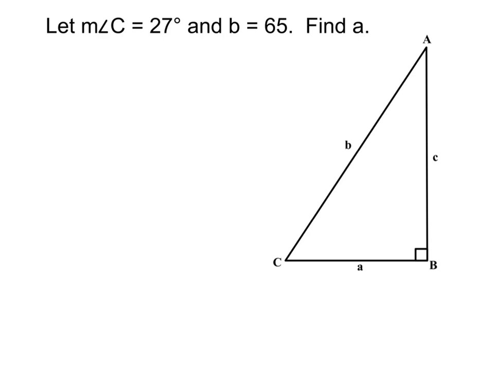So in this particular question, we're told that the measure of angle C, and remember that's all that M means, it means measure, and this symbol just means angle. So the measure of angle C is 27 degrees, and B equals 65. So this is telling us that the length of side B is 65 units. And we're going to be trying to find side A.